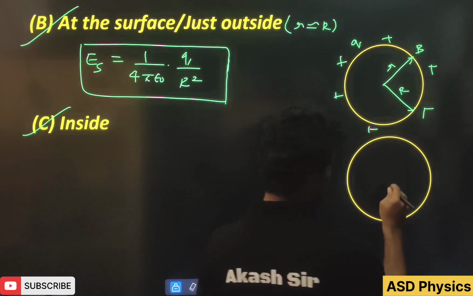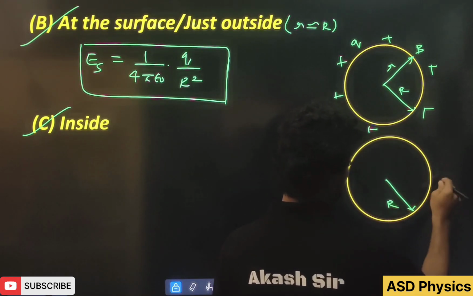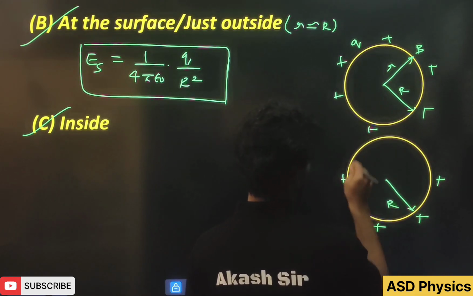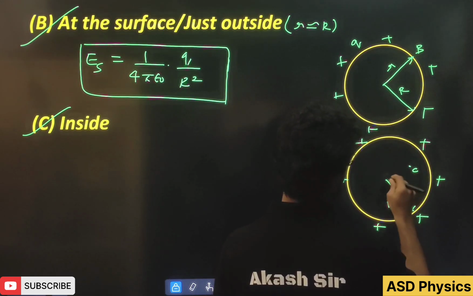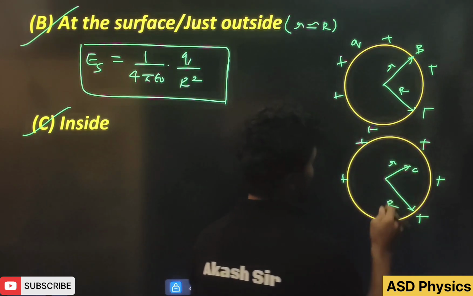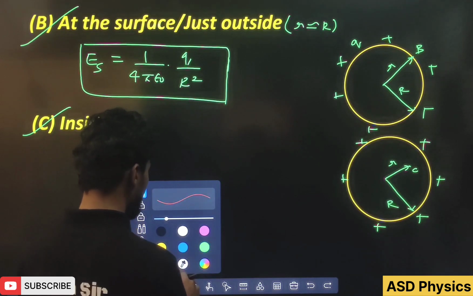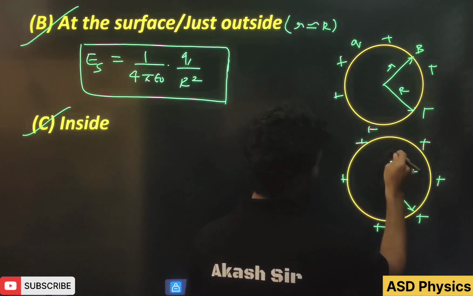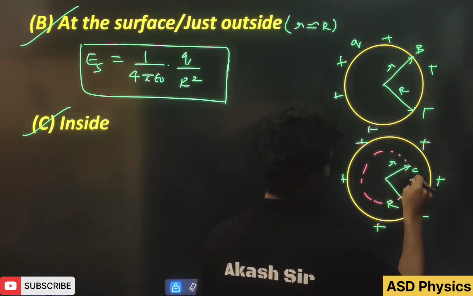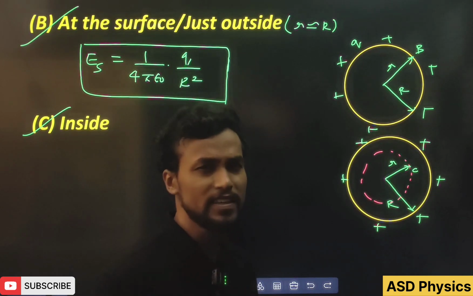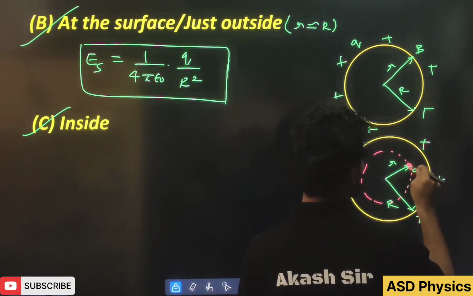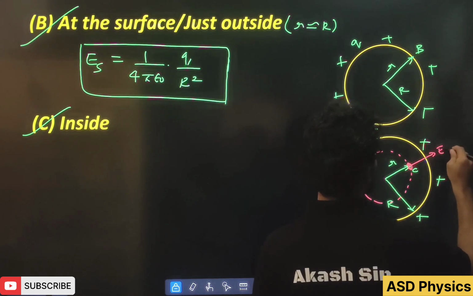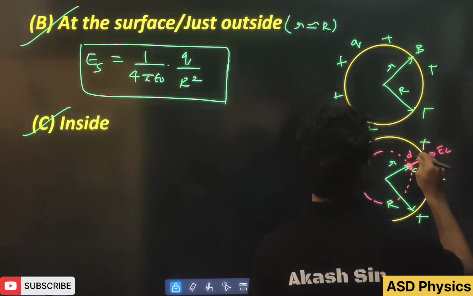Now, after that, inside. Inside means where? Again here. Let me draw here. We'll draw here, and let's take the observation point inside. So through the observation point, we will imagine one Gaussian surface. Let's take, for example, some electric field is there, and we know electric field is always away from the positive charge. So here I will take one Gaussian surface. Electric field is this side, and Gaussian surface is also this side.